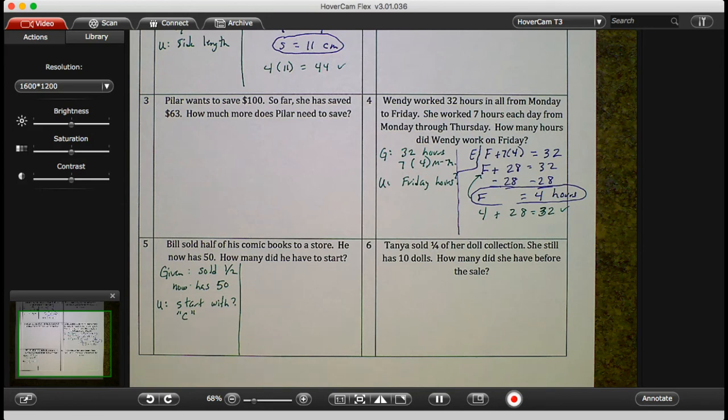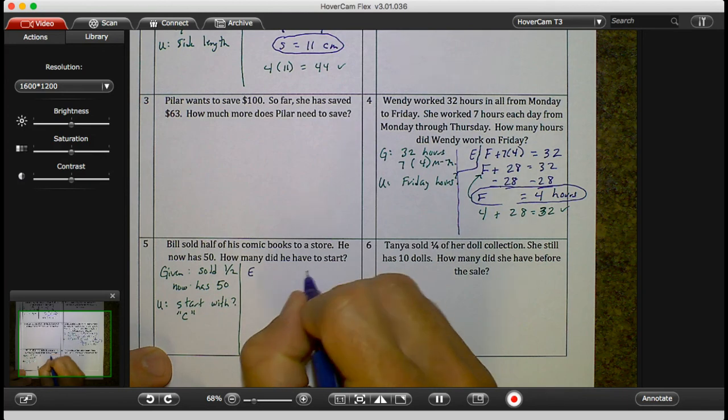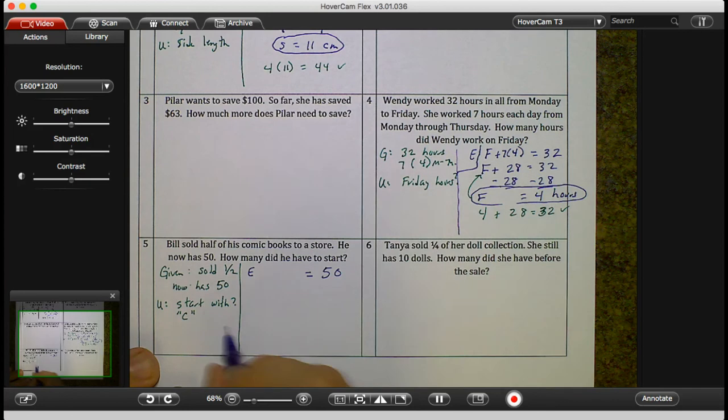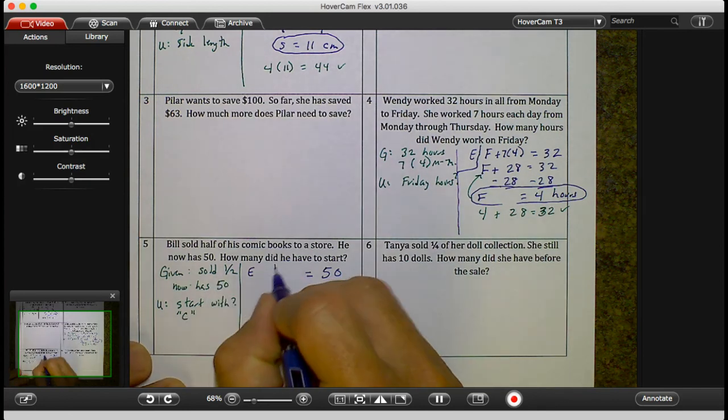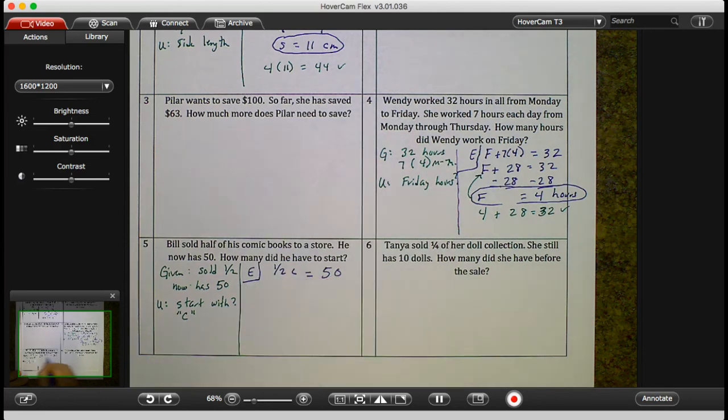So if he sold half of them, and he now has 50, let's think in our head, would it be more or less? So our equation, we had a total of 50, or we have 50 now, and he sold half of them, sold half of the comic books. So 1/2 C is equal to 50.